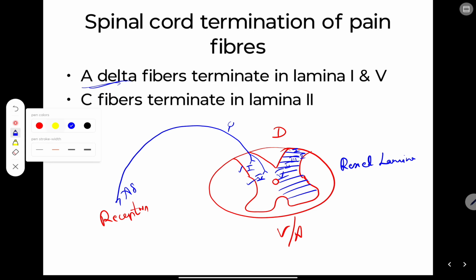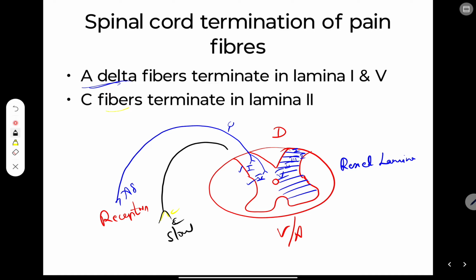Clear? Now if I talk about the C fibers, the C fibers which carry the slow pain, the cell bodies of these neurons are located in the dorsal root ganglia, but they end in lamina 2. Hope you guys are understanding this concept. The whole spinal cord has been layered for understanding purposes, and each layer has different functions. So the C fiber pathway will end in lamina 2, and A delta fibers will end in lamina 1 and 5.